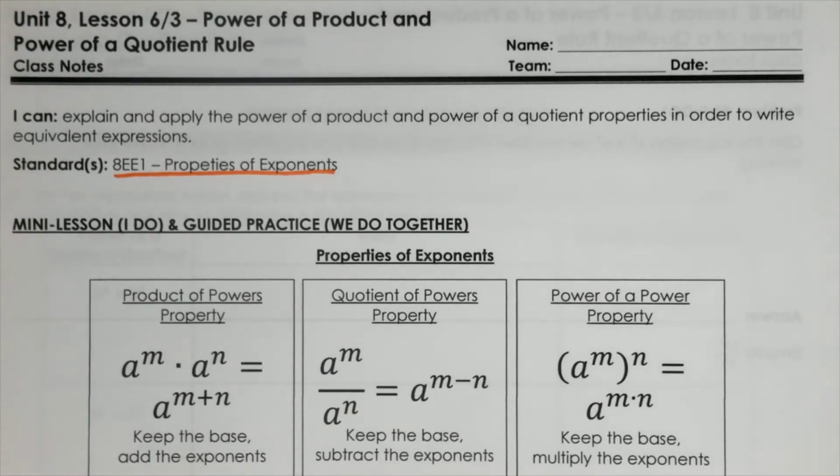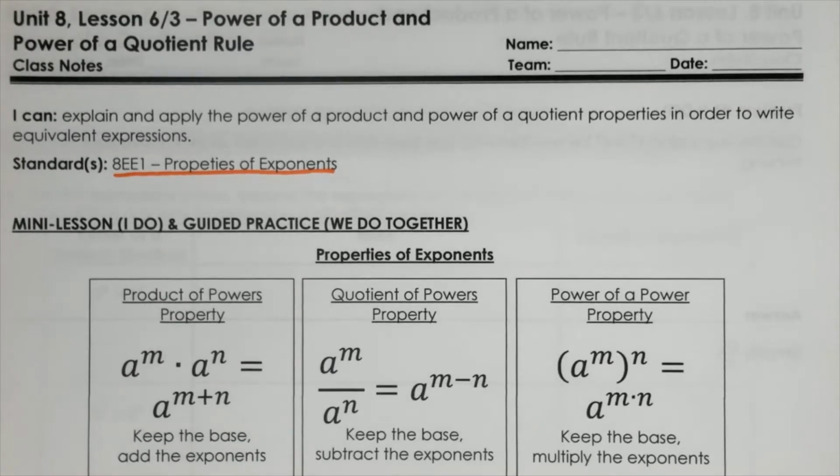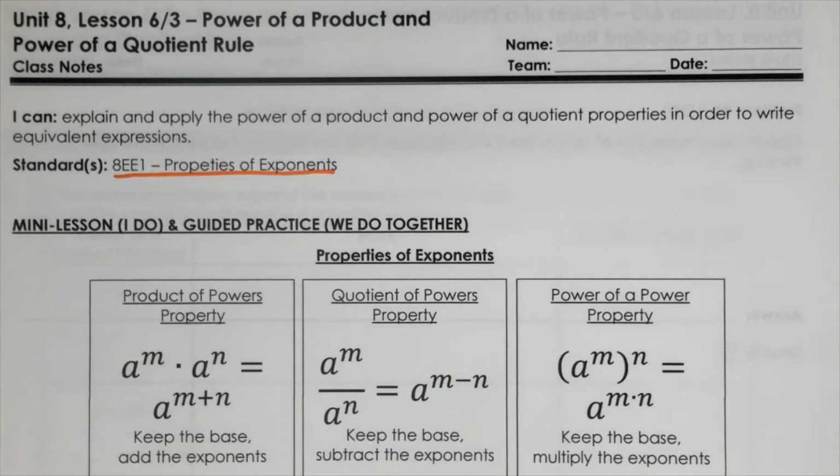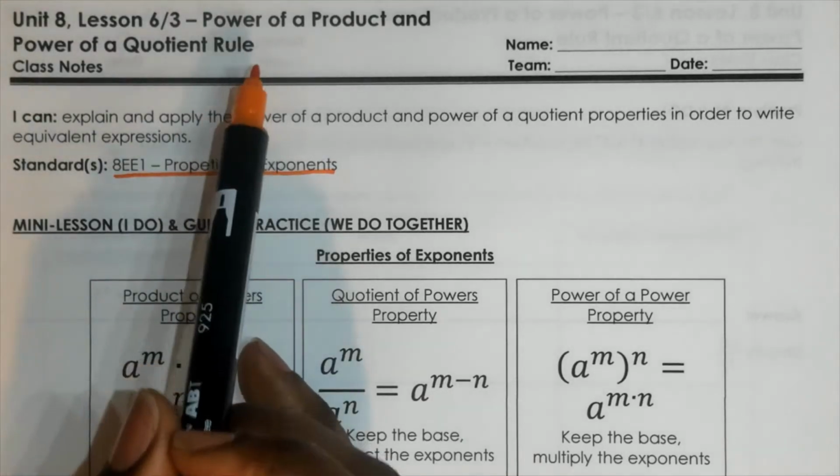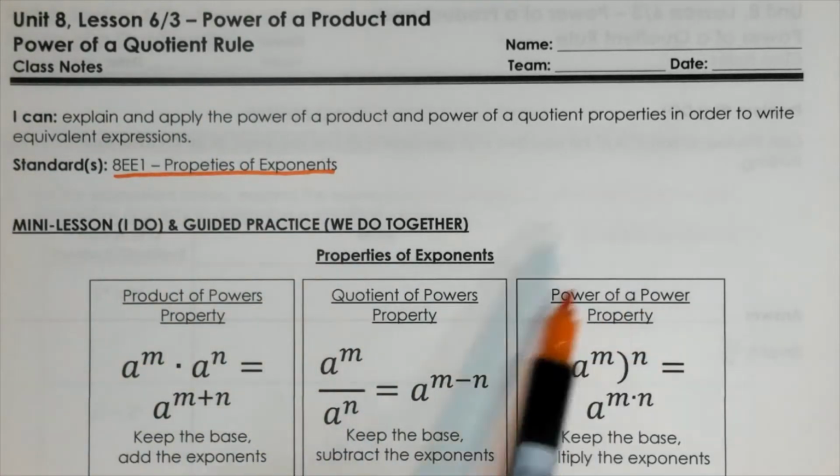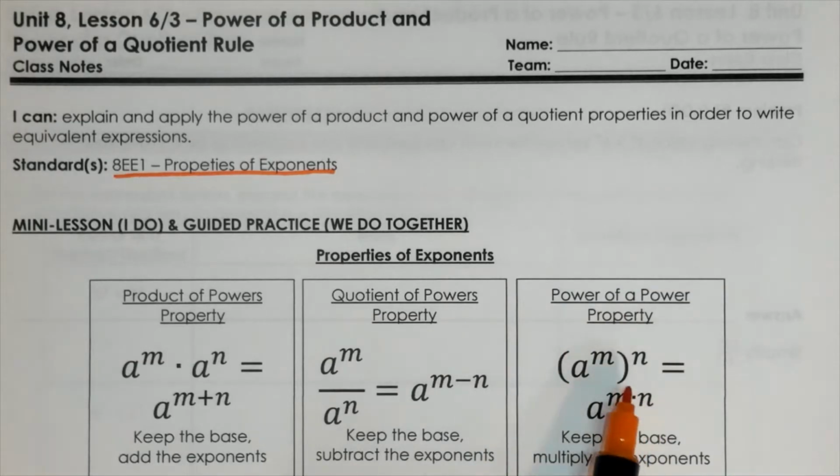Alright, so the first thing we'll do in this lesson is review those very quickly, and then we'll go on to the power of a product and power of a quotient rule, which we actually have seen when we did the power of a power property. I threw it in there, but we're going to look at a different aspect of it today.